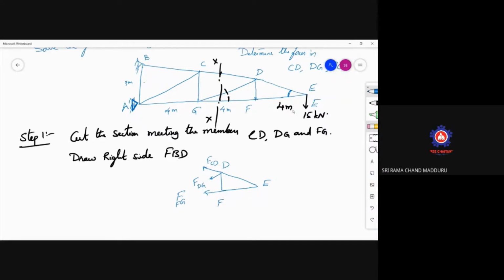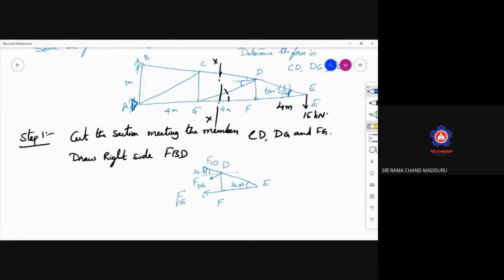This height is 3 meters, entire length is 12 meters. So you can take it as tan inverse of 3 by 12. Now see here, the angle here, this is 14.03. Now we should also know what is the angle made by this FDG with respect to horizontal or with respect to vertical.